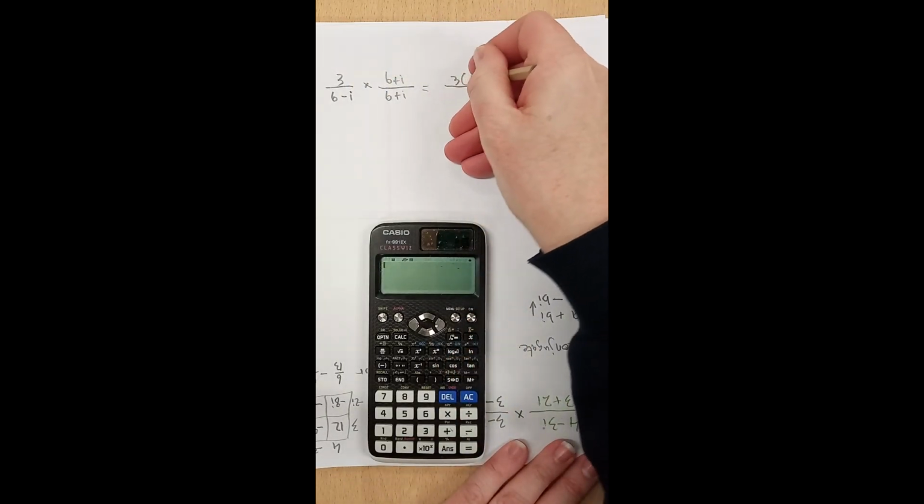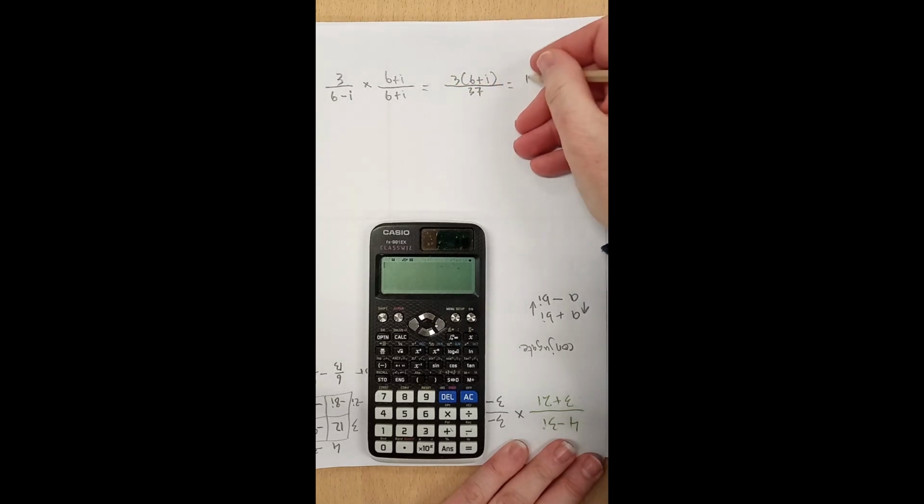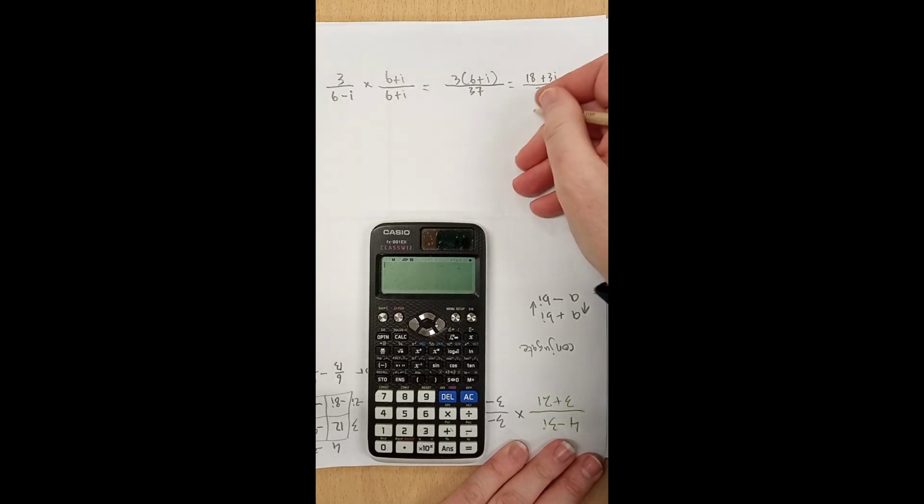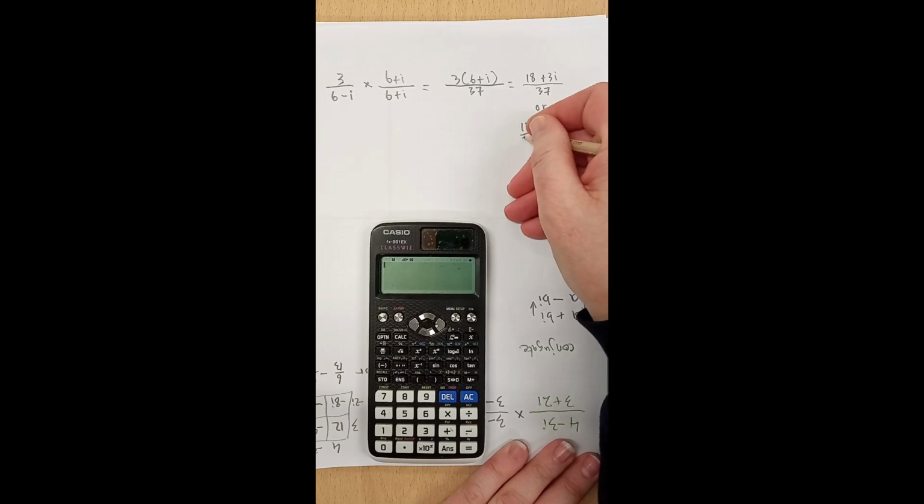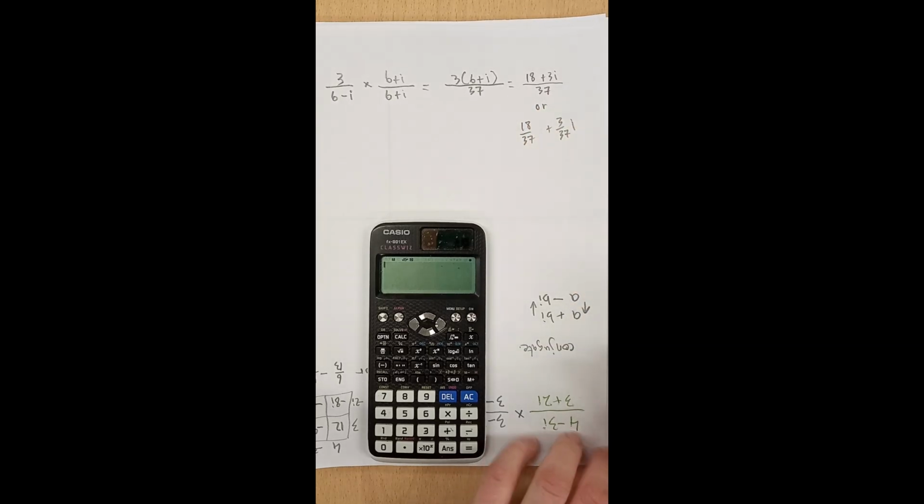Now, let's multiply the top. That's going to be 3 times 6 plus 1i. This is an easier one to do. 3 times 6 is 18, plus 3i, over 37. Or 18 over 37 plus 3 over 37 i. You can do it either way.